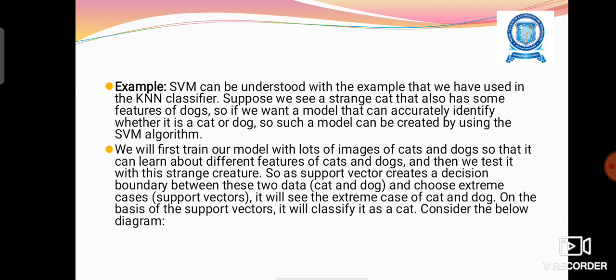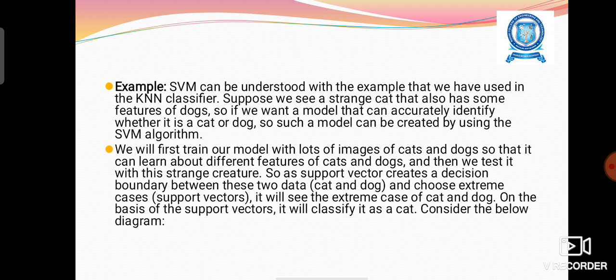We can see an example. Suppose we see a strange cat that also has some features of dogs. If we want a model that can accurately identify whether it is a cat or a dog, such a model can be created by using the SVM algorithm. First, we train our model with lots of images of cats and dogs so that it can learn the different features of cats and dogs, and then we test it with a strange creature. The support vector machine creates a decision boundary between these two classes, cat and dog, and chooses extreme cases, that is, support vectors. It will see the extreme cases of cat and dog. On the basis of support vectors, it will classify it as a cat.